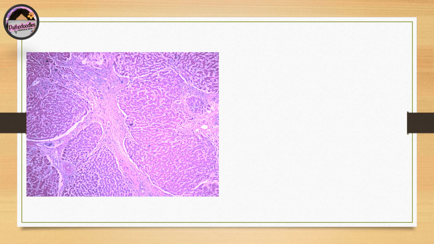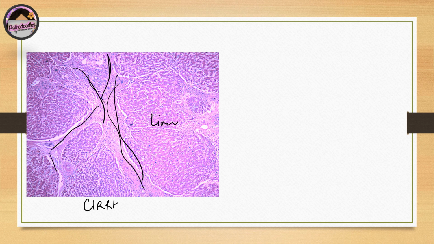Next, look at this photograph. This is liver. You can see cords of hepatocytes, really nice. And they have been separated by bands of fibrosis, pink bands of fibrosis. That means this is a case of cirrhosis of liver.